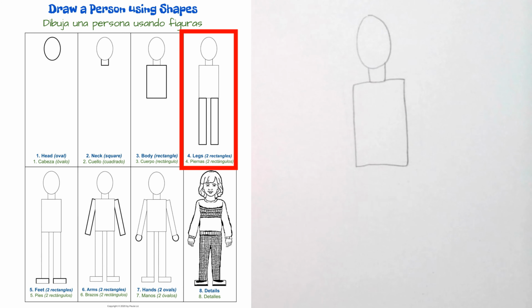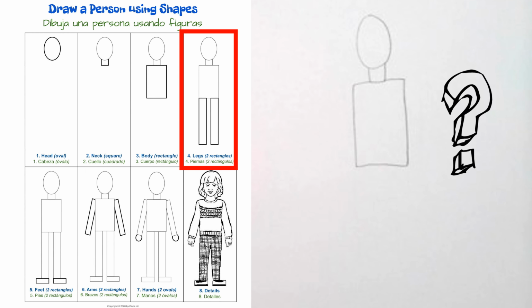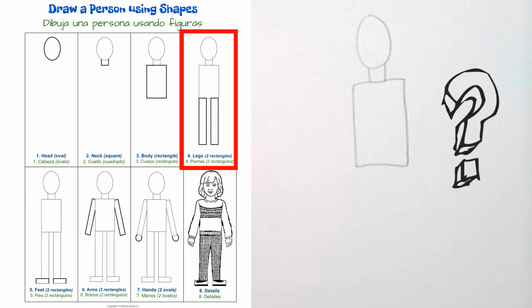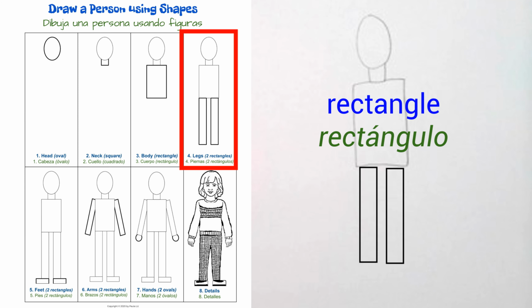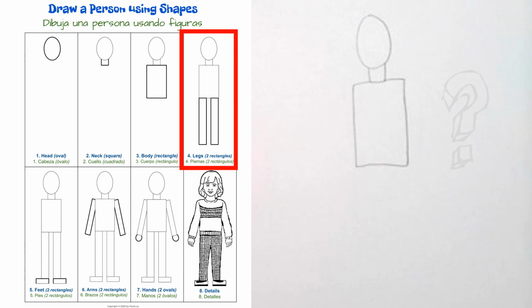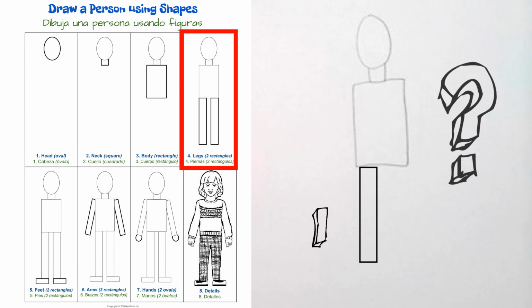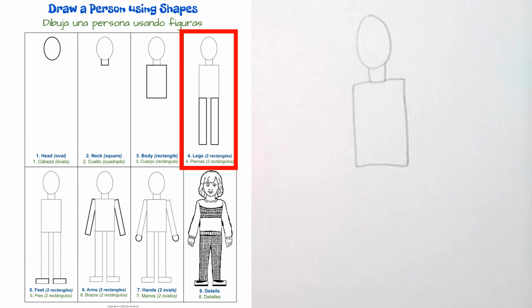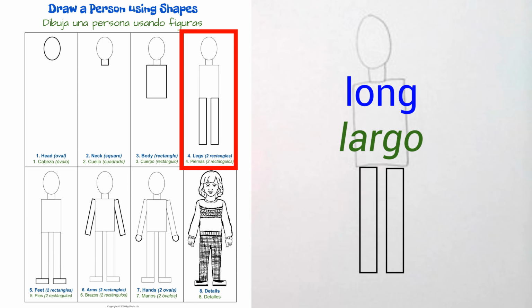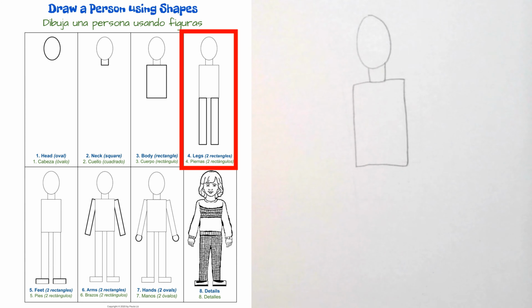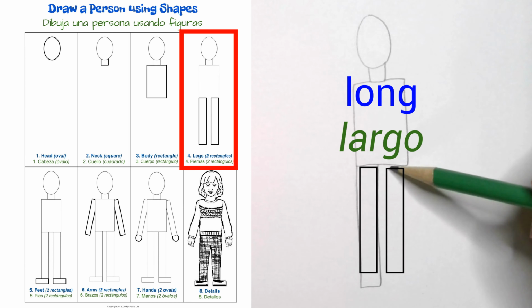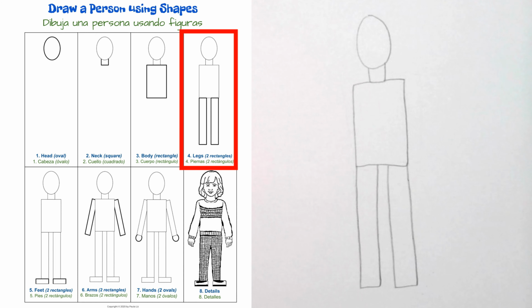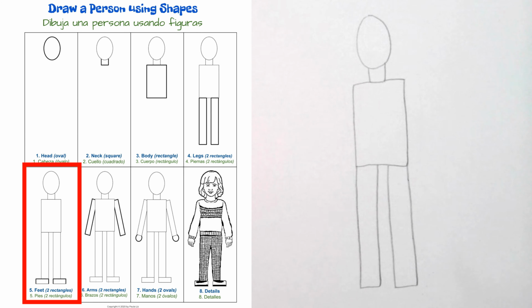Then we have our legs, tus piernas. What shape does a leg look like? Yes, a rectangle. And how many legs do we have? Sí, tenemos dos piernas. Are our legs long or short? Sí, son largos. At the bottom of our legs, we have our feet. We can draw two small rectangles por nuestros pies.